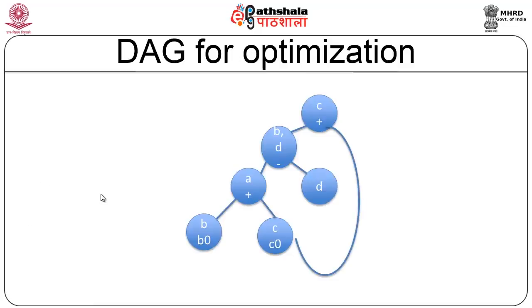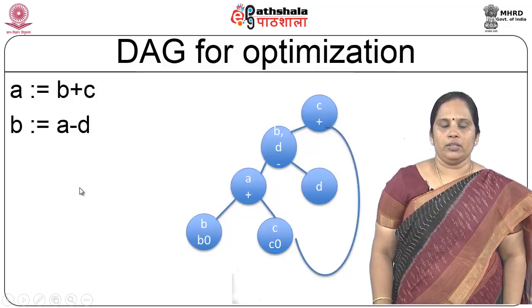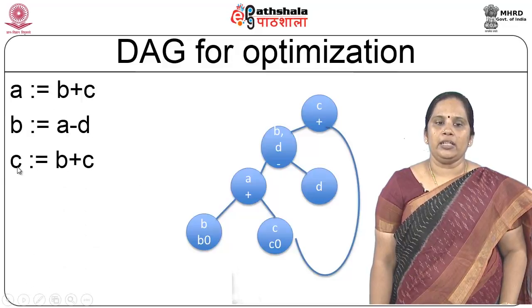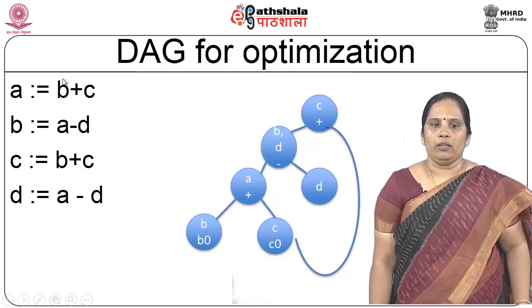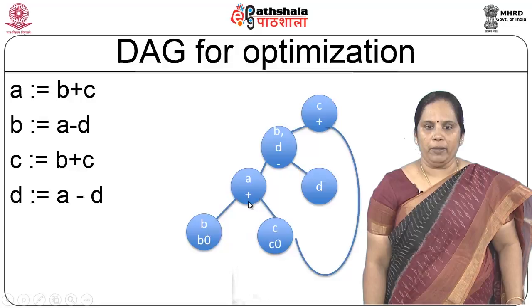Now, we can also use DAG for optimization, where the classic optimization possible with DAG is the common subexpression elimination. Consider this following piece of instructions: A is equal to B plus C, B is equal to A minus D, C is equal to B plus C, and D is equal to A minus D. To start with, I have B and C. I create two nodes B and C, and I create an interior node with the operator plus. I am labeling it as A.